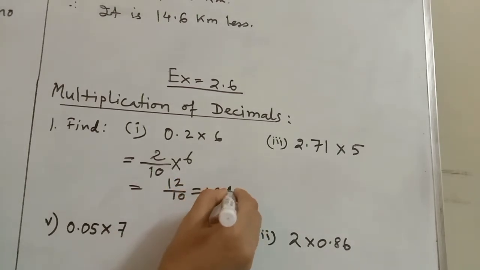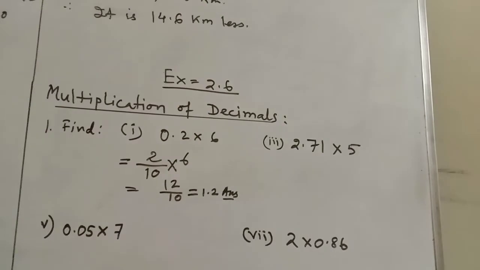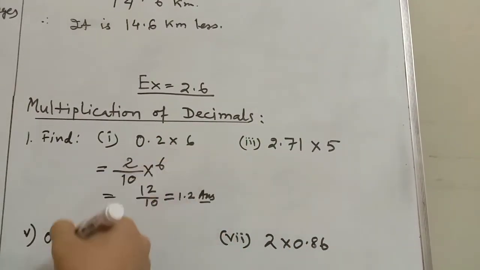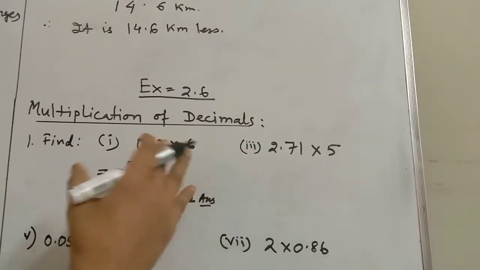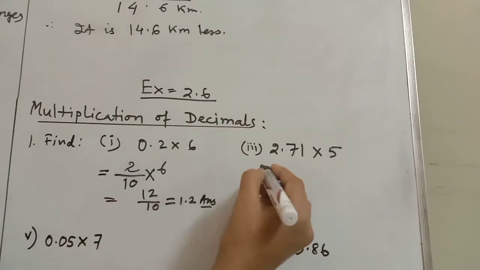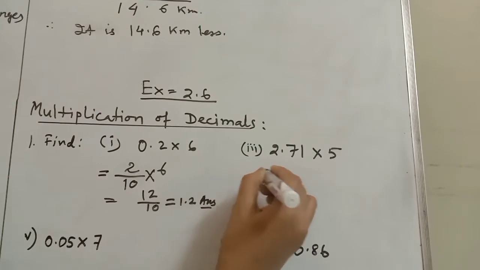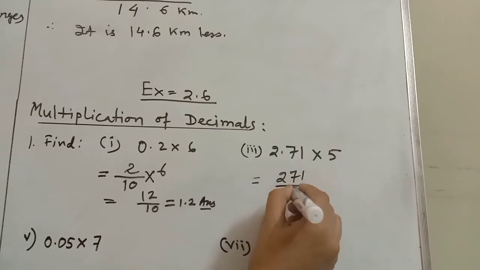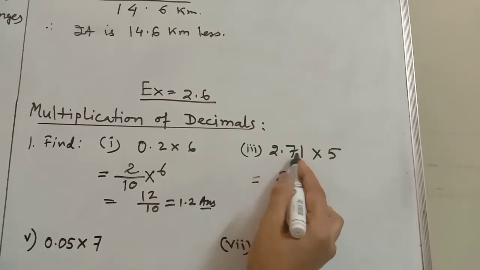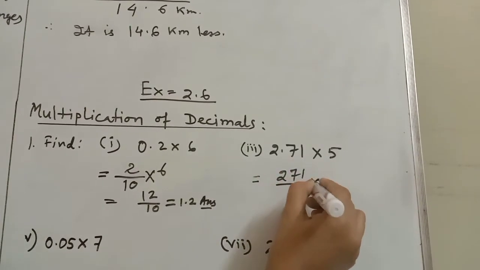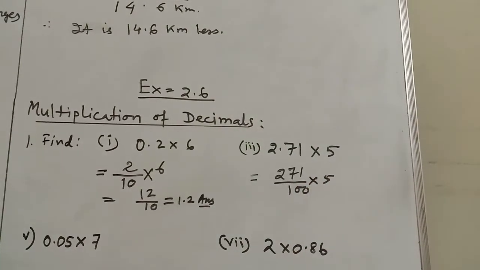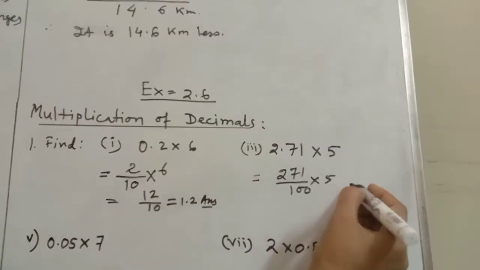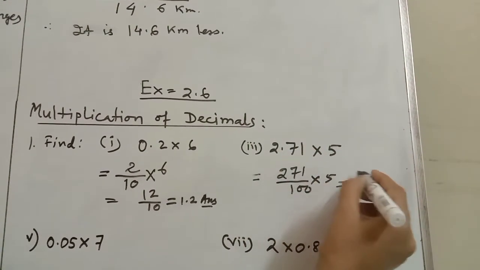Next question is question number 3, 1, 3, 5, 7. The remaining sums are the same, so I am doing some selected sums only. So it is 271 by 100, because it is hundredth place. After decimal 2 places are there, into 5. You have to express it in the decimal form, so no need to cancel. What you will do, you will just multiply 271 into 5.